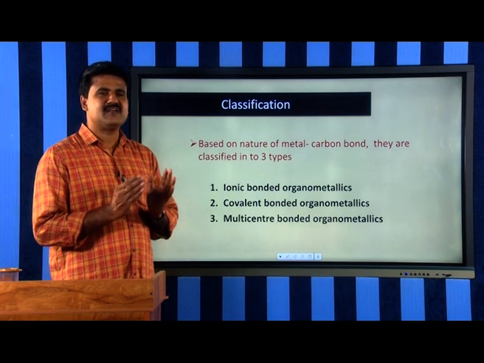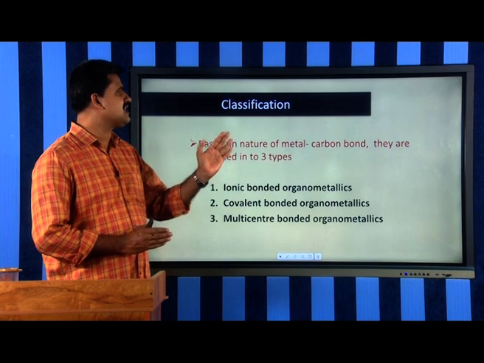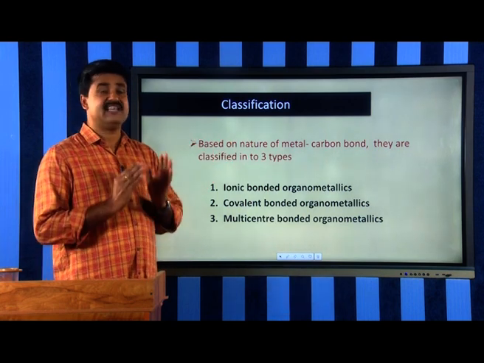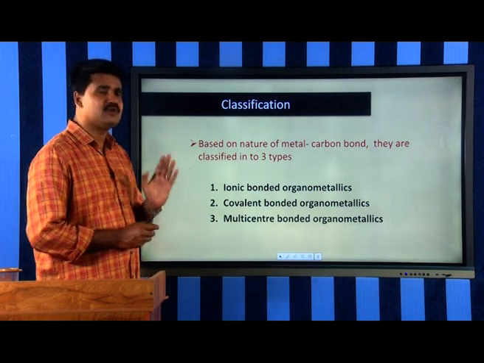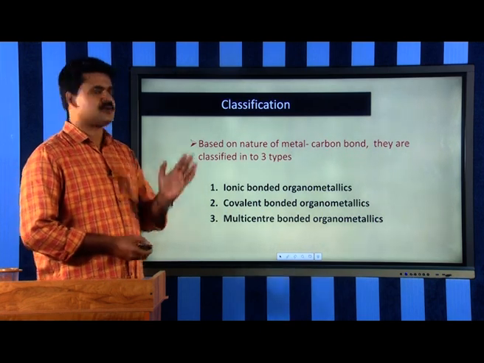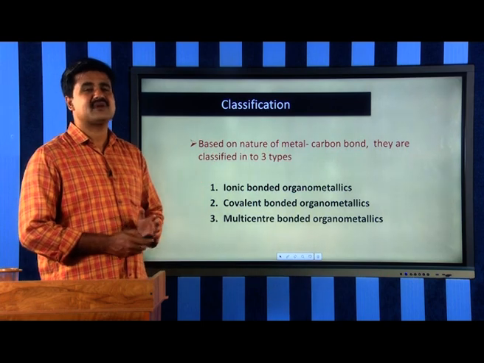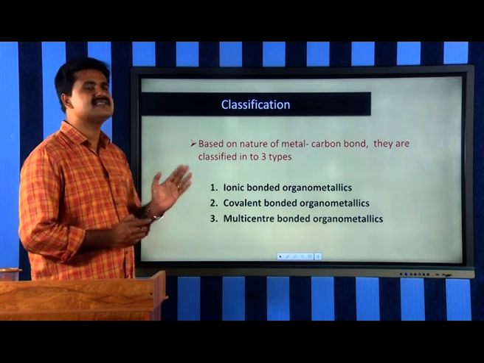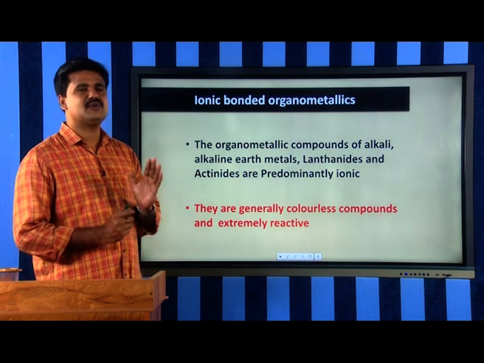Organometallic compounds can be classified based on the nature of the metal-carbon bond present in them. There are three important categories of organometallic compounds, that is ionic bonded organometallics, covalently bonded organometallics, and multicenter bonded organometallics. Let us enter into the details of each category. First of all, ionic bonded organometallics.